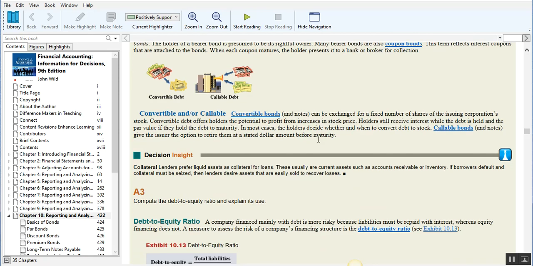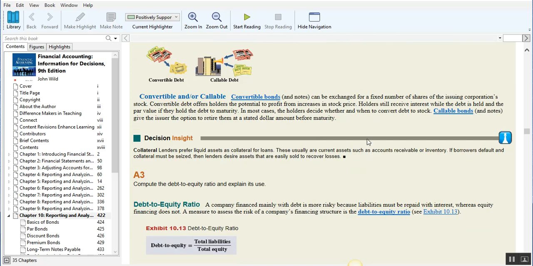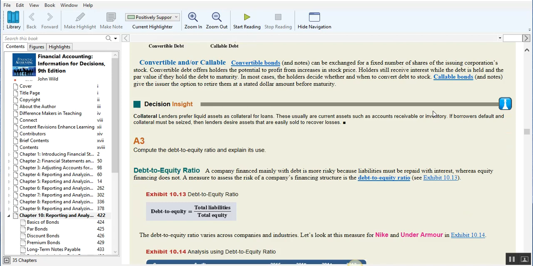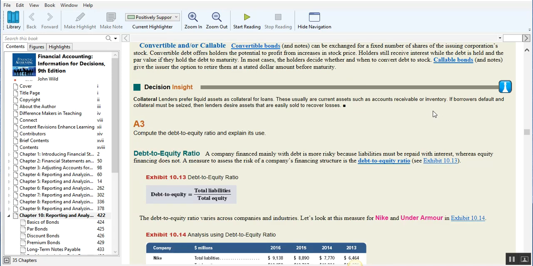We've already mentioned the convertible and callable bonds. Those are very common. It depends on where you're at, but callable bonds are very common because a company doesn't want to get locked into a very high interest rate, and they may issue a set of bonds and then call them and actually reissue another set of bonds.